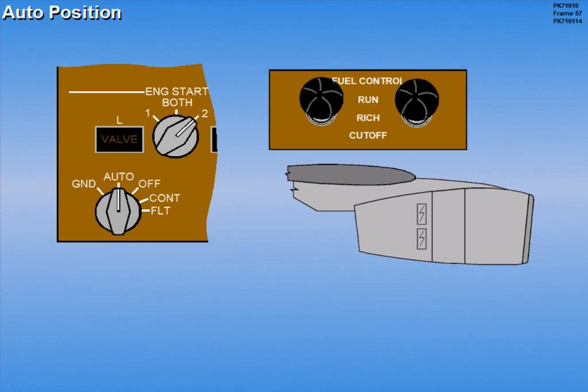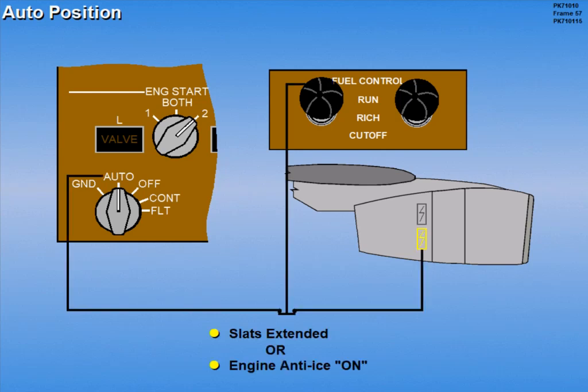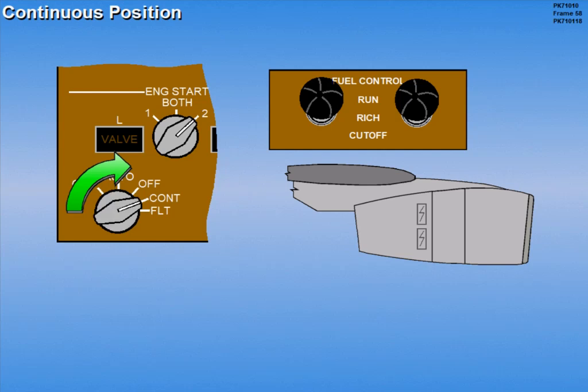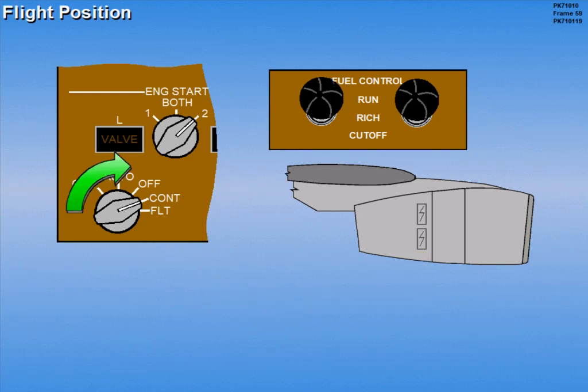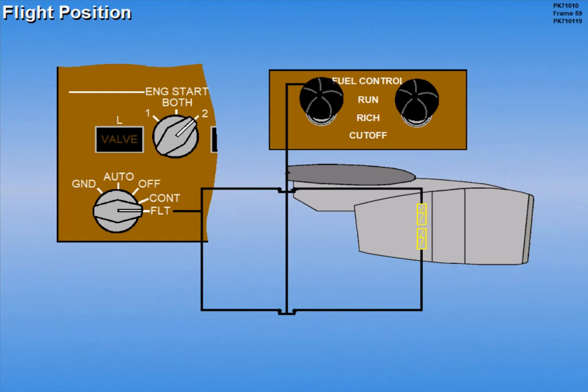In the auto position, if the slats are extended or engine anti-ice is on, the selected igniter operates continuously. Selecting the continuous position provides continuous ignition to the selected igniter. The flight position provides ignition to both igniters, no matter which igniter is selected.